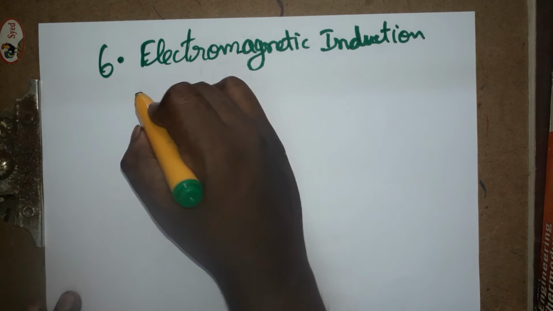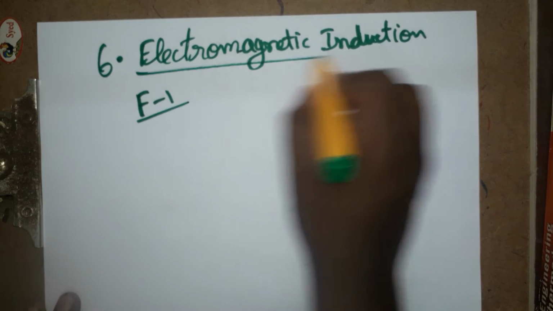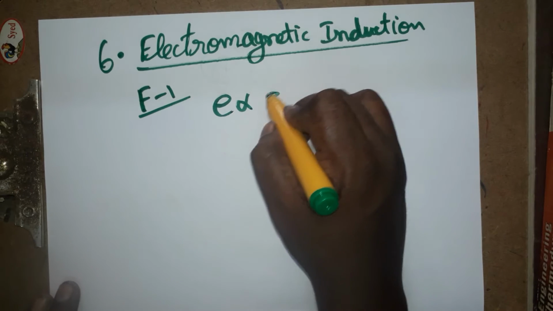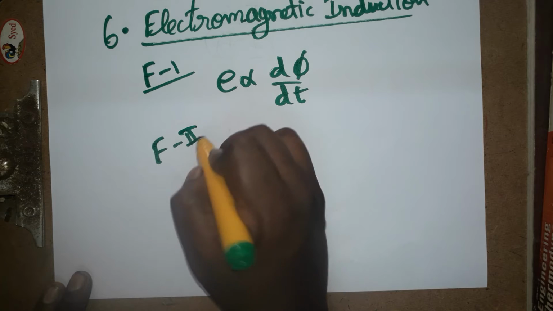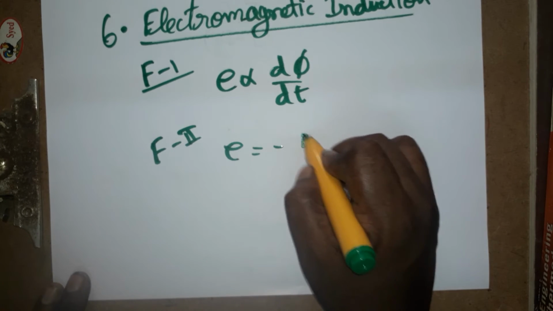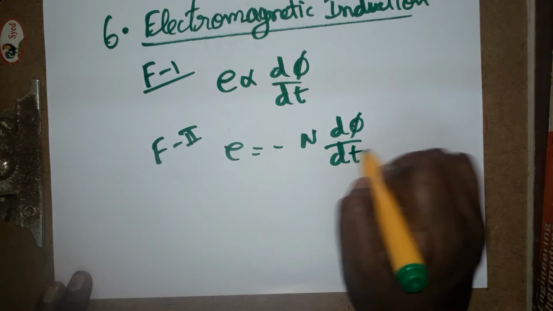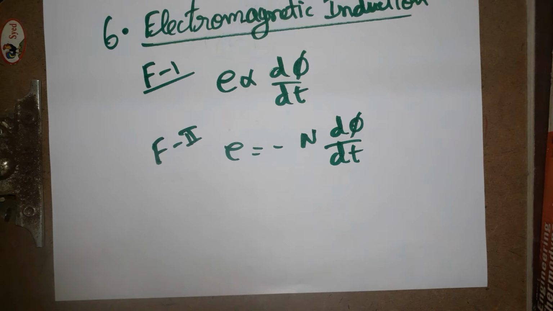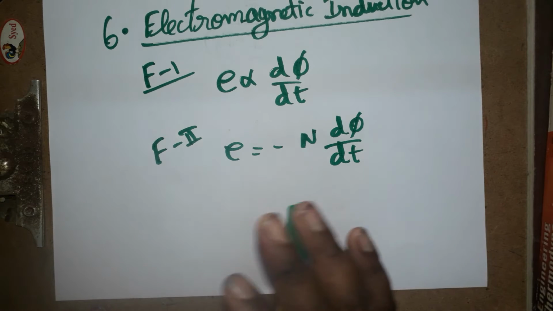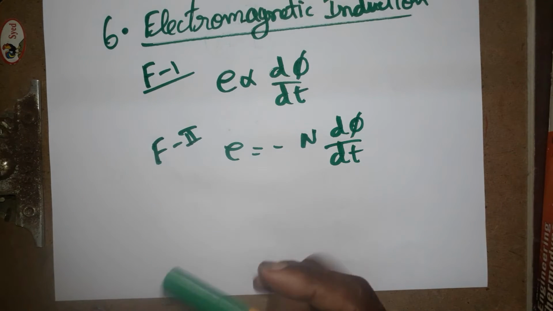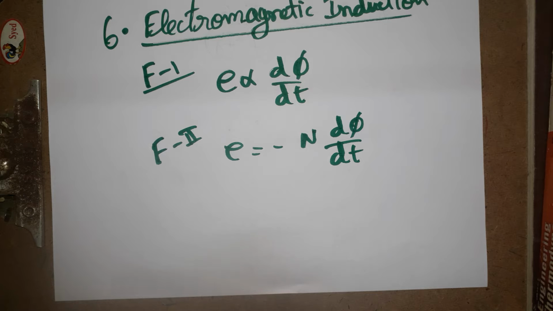Electromagnetic induction. There are two laws. Faraday's first law: EMF is directly proportional to d phi by dt. Faraday's second law, which speaks about Lenz's law, is minus n d phi by dt. So the induced EMF is always opposite to the applied flux. According to Lenz's law, it always opposes the cause of its production.